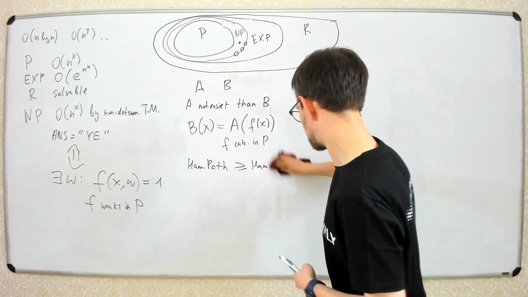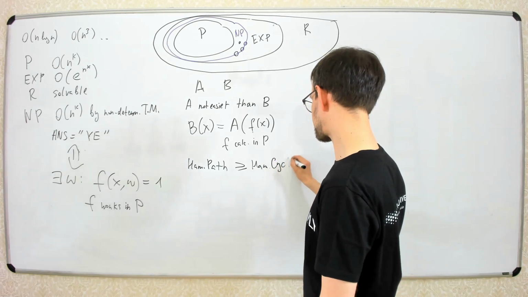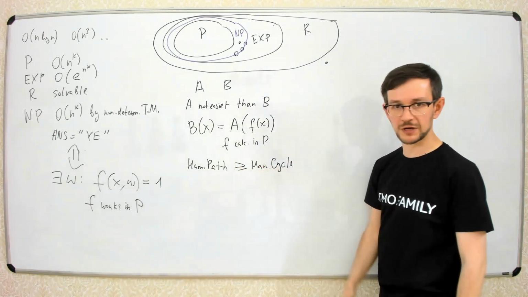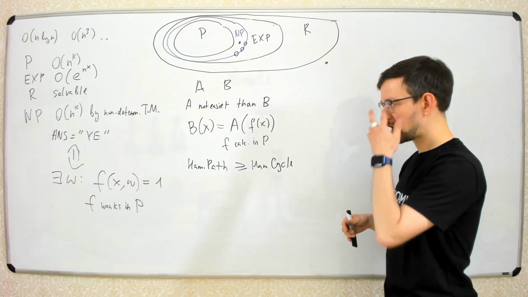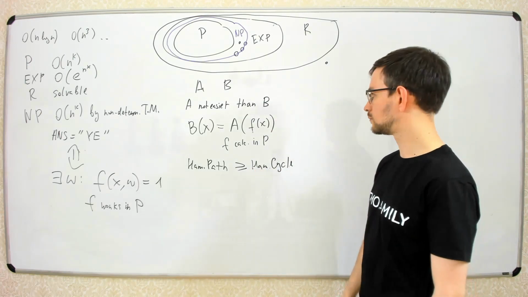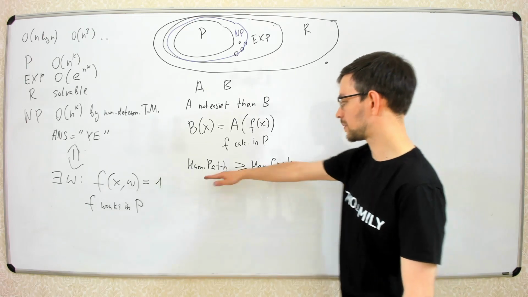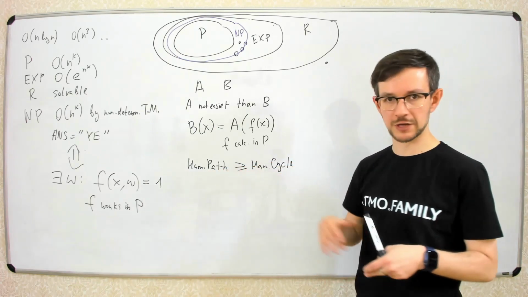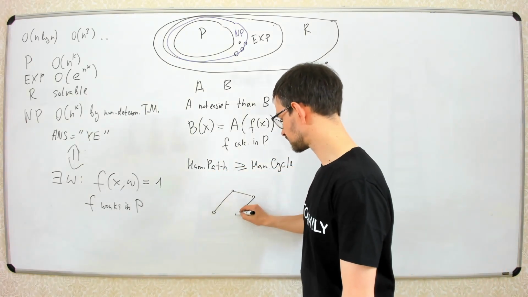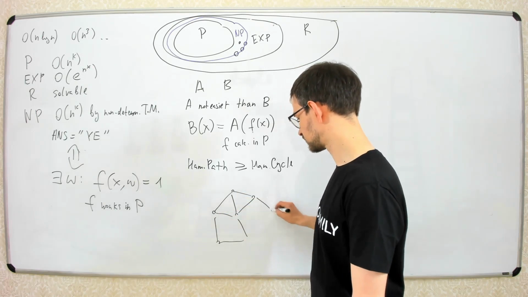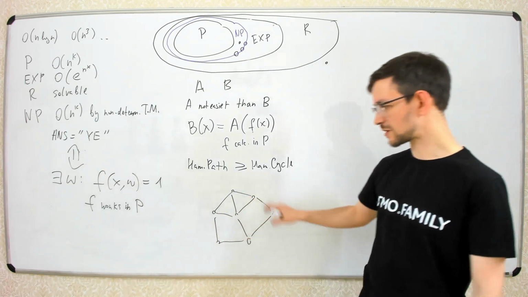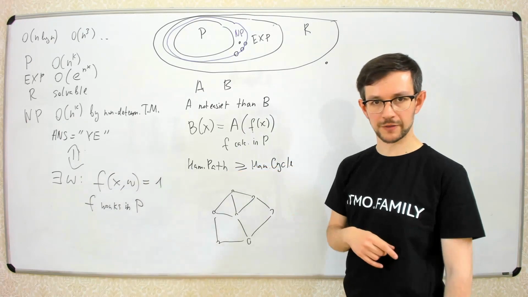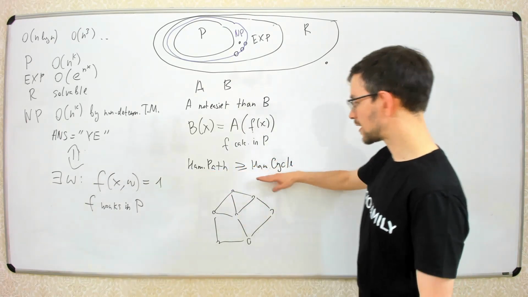Okay, that's kind of strange. Let's restart. Let's prove that building a Hamiltonian path is not easier than building a Hamiltonian cycle. How to prove this? Imagine we know how to build a Hamiltonian path. Let's try to use this function to build the Hamiltonian cycle. So again, you have some graph, and you want to find the Hamiltonian cycle, but you only know how to build a Hamiltonian path. So how to use this function to find a Hamiltonian cycle?